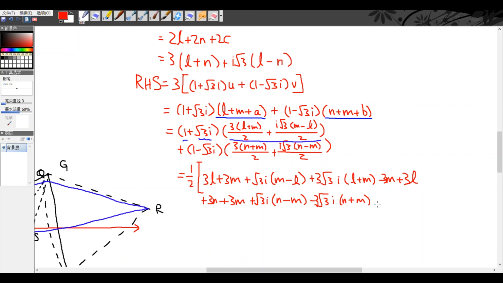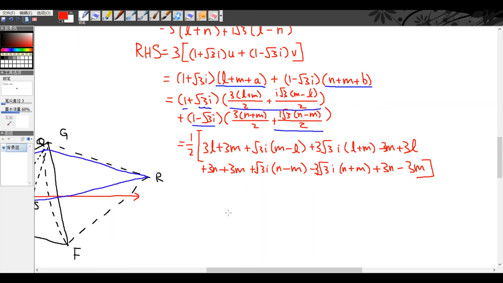And if we multiply those two terms, the negative signs and i's cancel and they become plus, so we have plus 3 and plus 3 and minus 3M. End of the rectangular bracket.